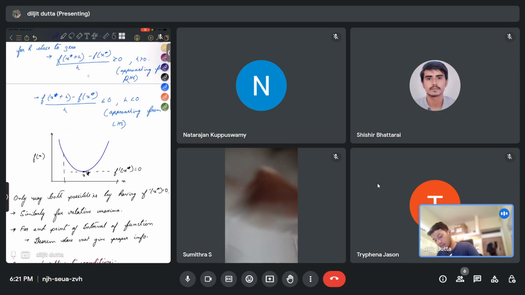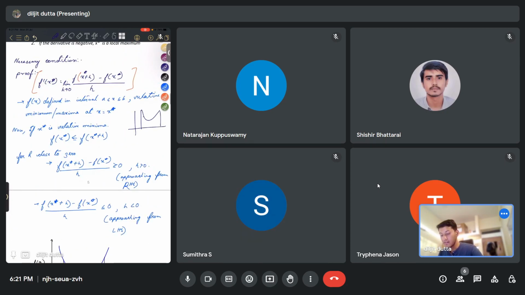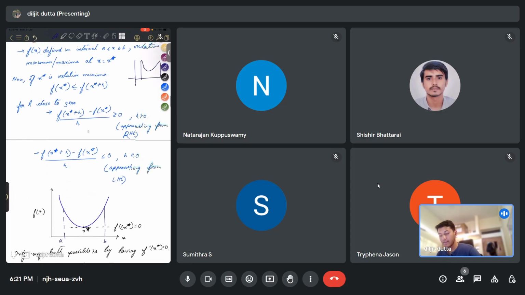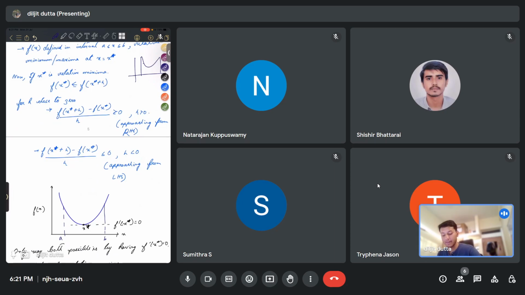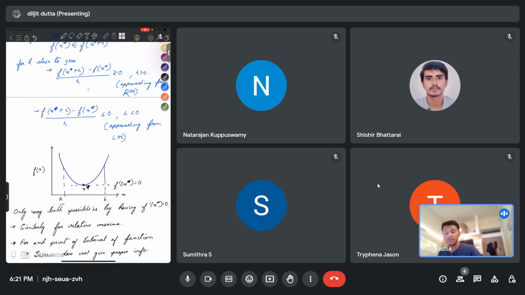We have an interval a to b. Now in that interval, we have to find the relative minima or maxima at x equal to x star. So if x star is a relative minima, then f of x star should be less than or equal to f of x star plus h. So h can be greater than 0 or less than 0.